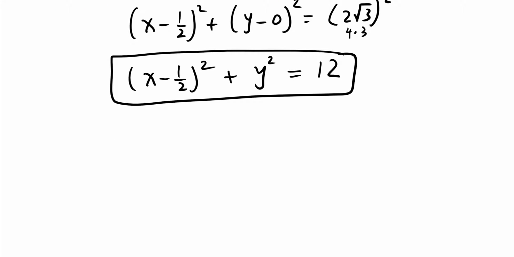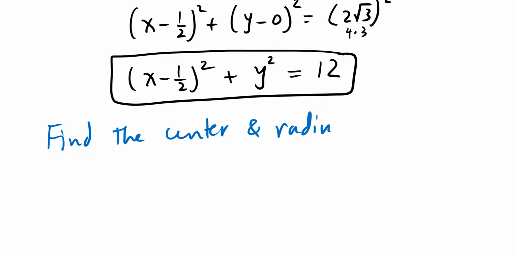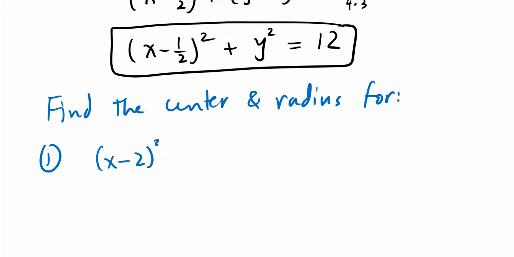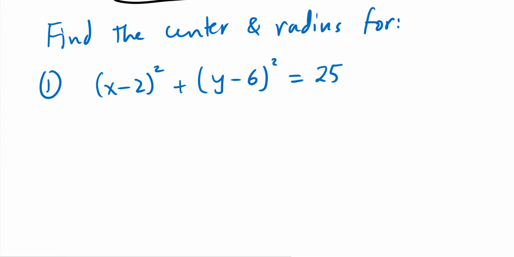And it could go backwards. They can ask us to find the center and radius for each of the following: (x minus 2) squared plus (y minus 6) squared is 25. And then we're going to look at different examples. Say x squared plus y squared equals 18.